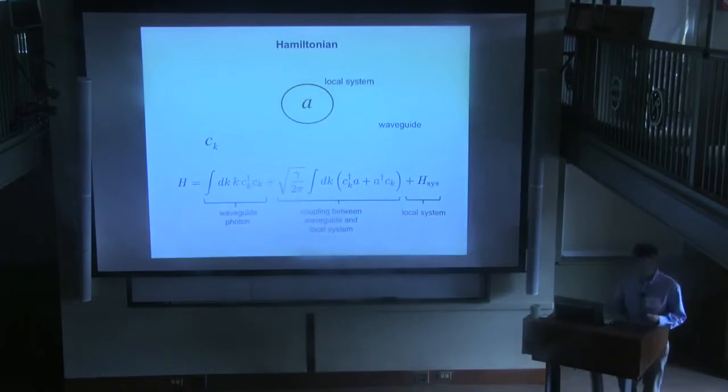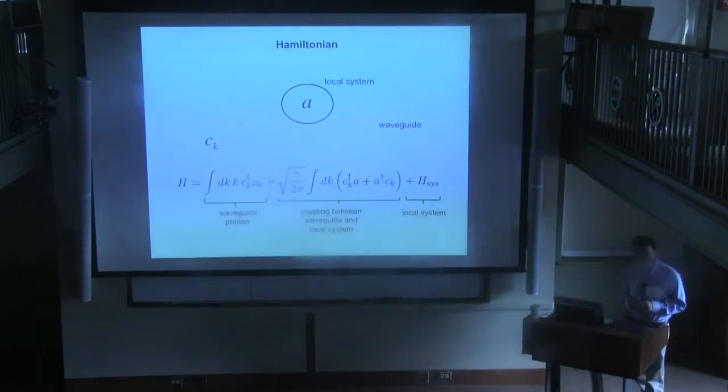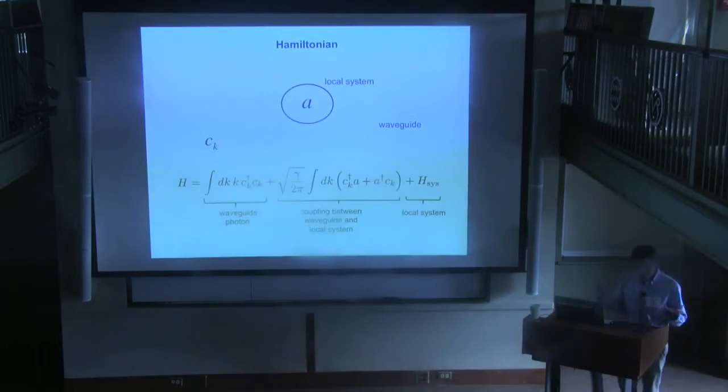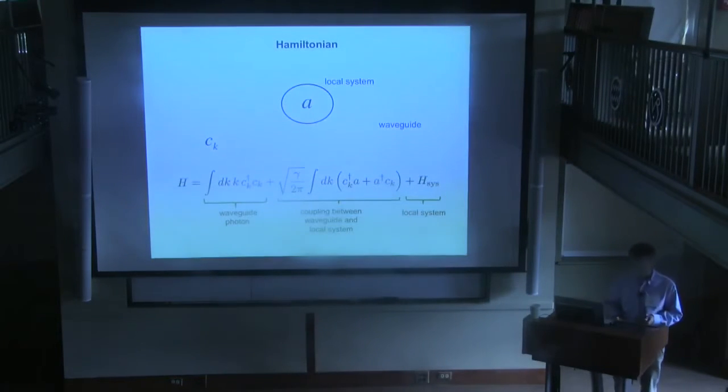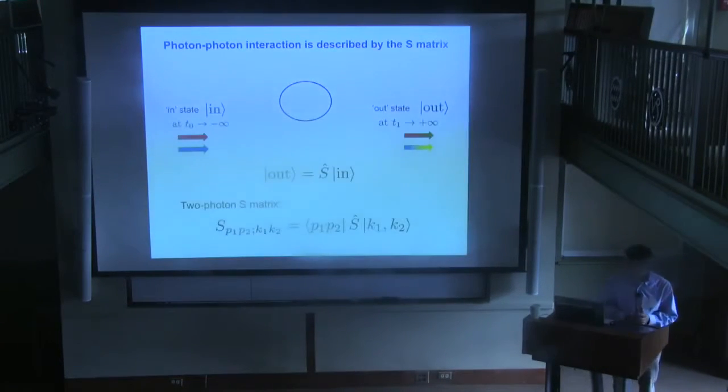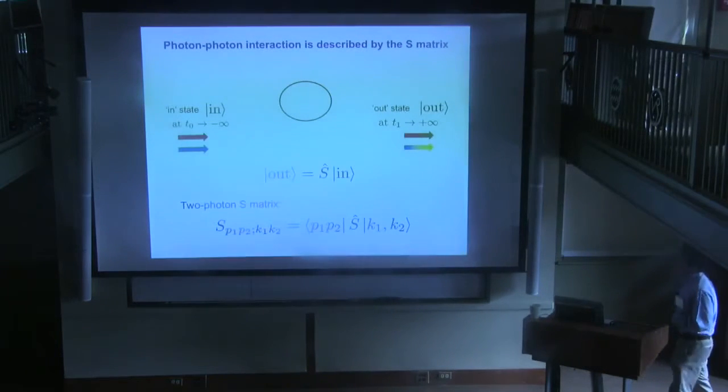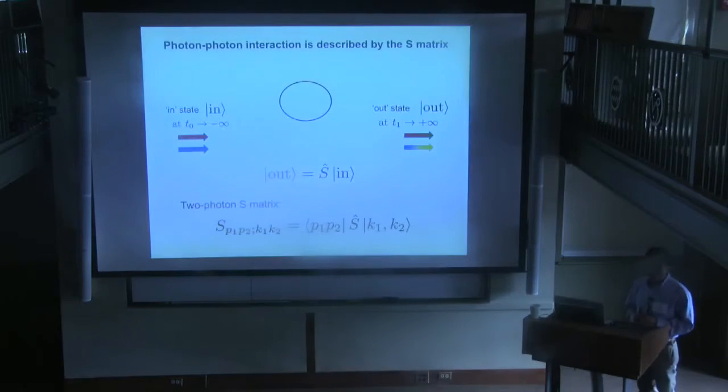So on one hand, it's a very generic Hamiltonian, because the local system here really can have a wide variety of complexities that we'll be talking about here. On the other hand, compared with, for example, going beyond the rotating wave approximation and so on, it's a relatively simple Hamiltonian. Now, the object that we care about then is something called the scattering matrix.